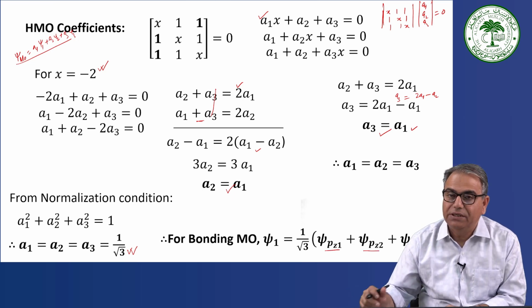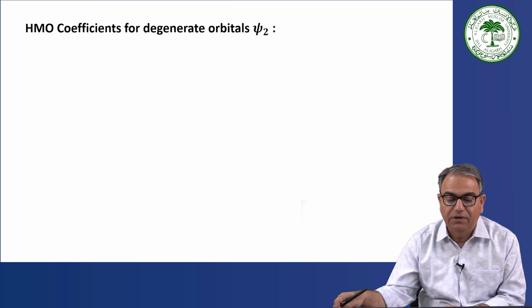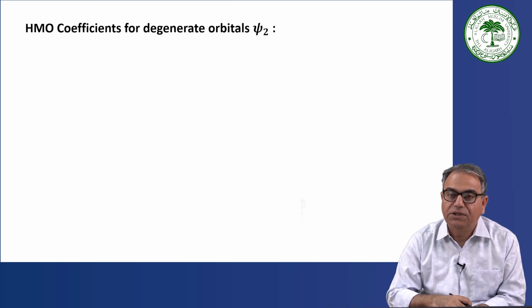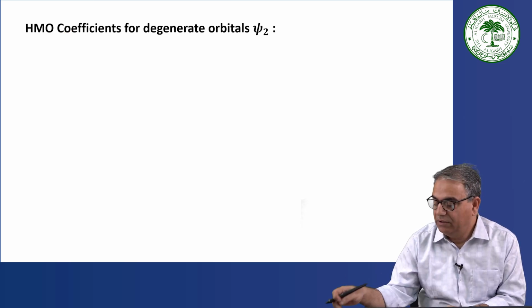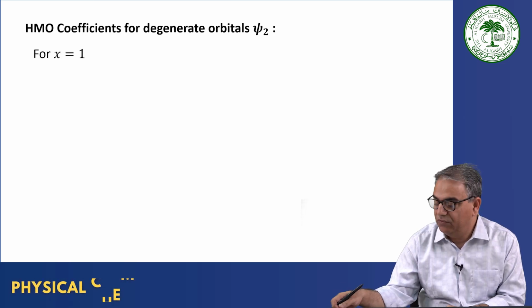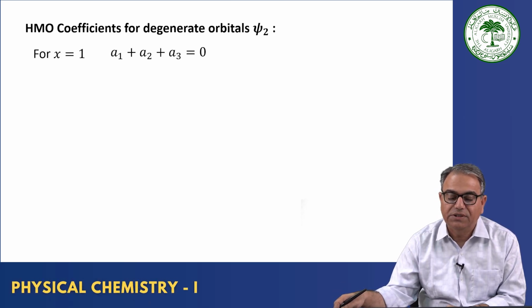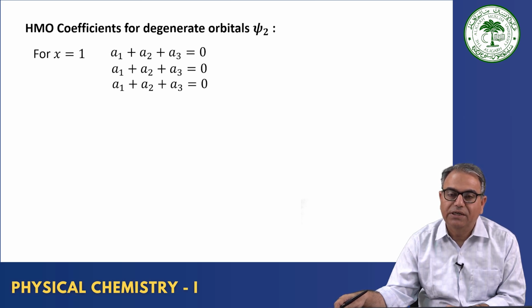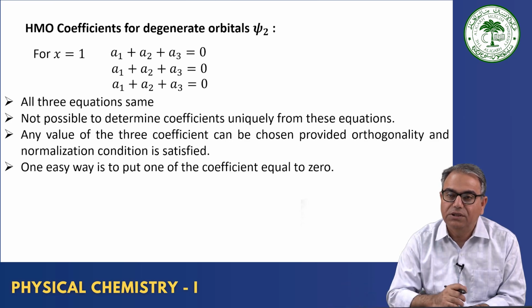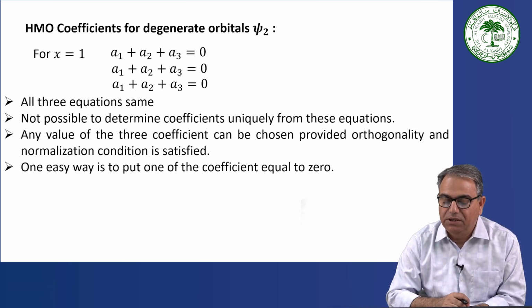Now the question is about the degenerate state. You have coefficients, HMO coefficient for degenerate orbital psi 2. Now for this system, for x is equal to 1, if you want to write, what you can write? The first equation will be a1 plus a2 plus a3. The second equation will also be a1 plus a2 plus a3. And the third equation will also be a1 plus a2 plus a3. So all equations are same. You cannot get the value of coefficients from this one. Not possible to determine coefficients uniquely from these equations. Obviously, any value of the three coefficients can be chosen provided orthogonality and normalization condition is satisfied.